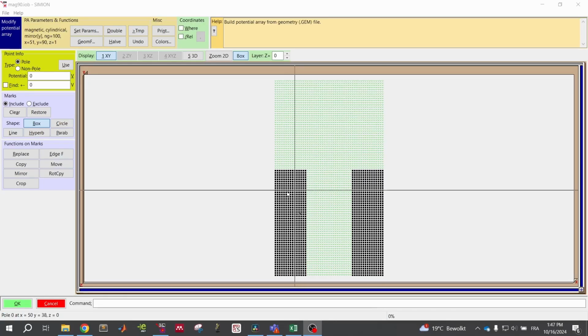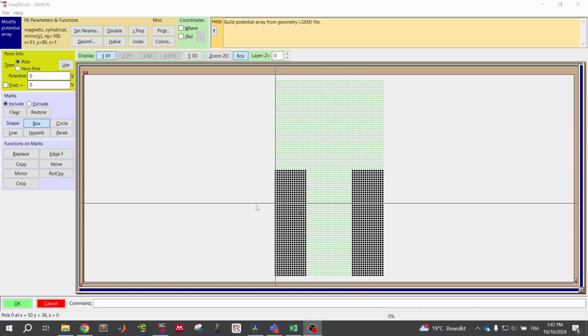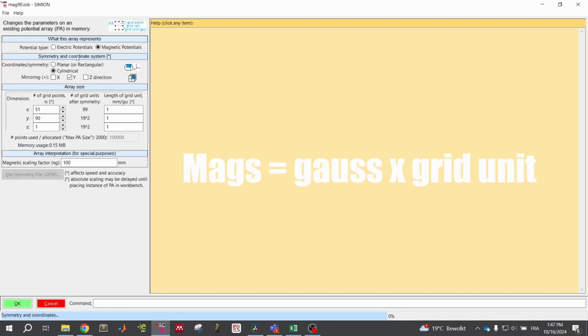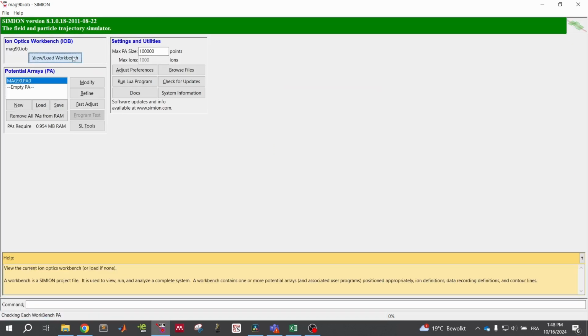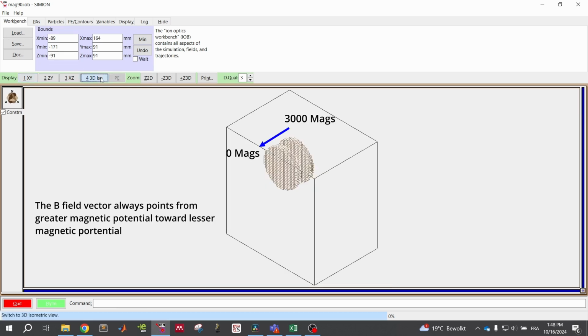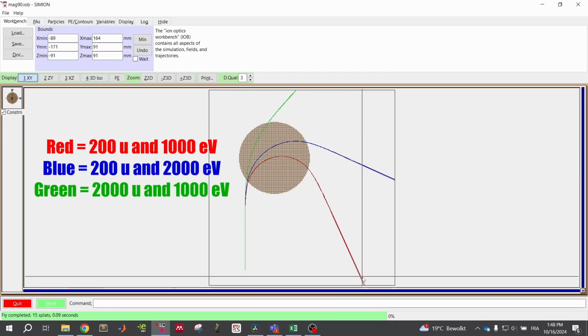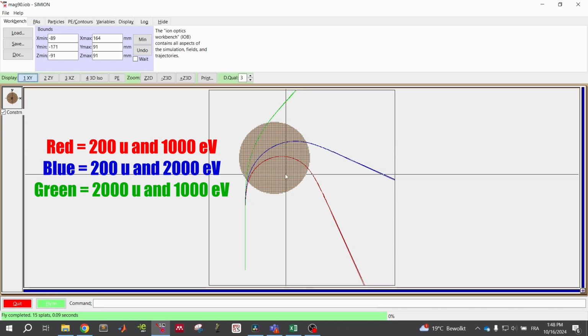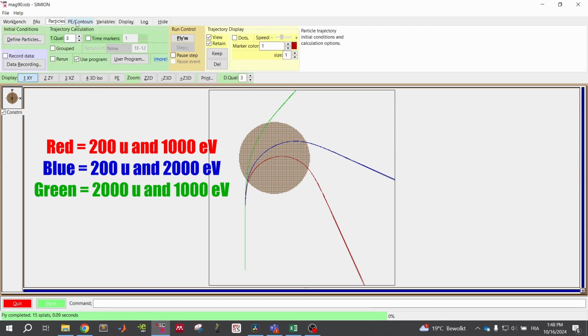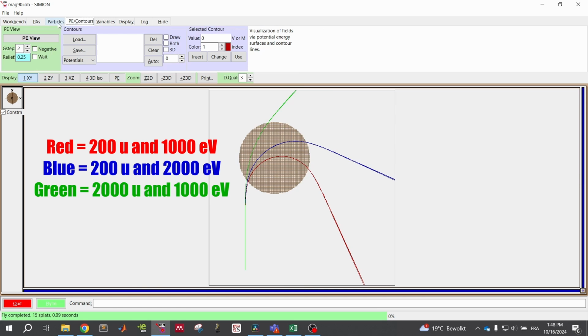To generate a magnetic field in SIMION, you can draw a potential array that will generate a magnetic potential. SIMION defines magnetic potential in mags, which are Gauss times grid units. For instance, you can draw two pole magnets, set one pole to 3000 mags and the other one to 0 mags. In this simulation, I define three groups of particles with different masses and energies. The red ones have a mass of 200 and an energy of 1000 electron volts. The blue particles have a mass of 200 but an energy of 2000 electron volts, and the green ones have a mass of 2000 and an energy of 1000 electron volts.